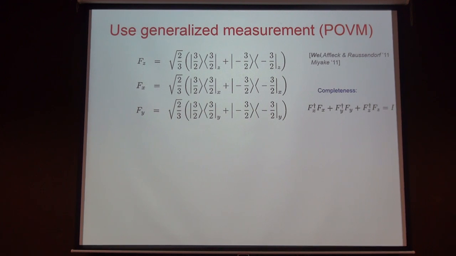In measurement theory, this is called a generalized measurement. The requirement is that this expression needs to sum to identity, meaning that the probability is conserved. There's no leakage of your measurement.